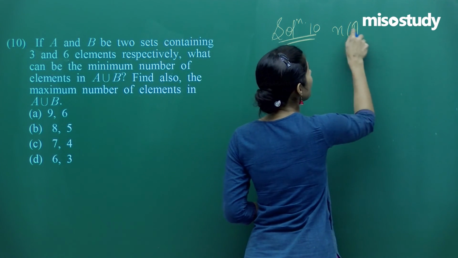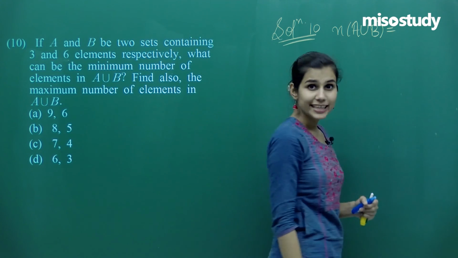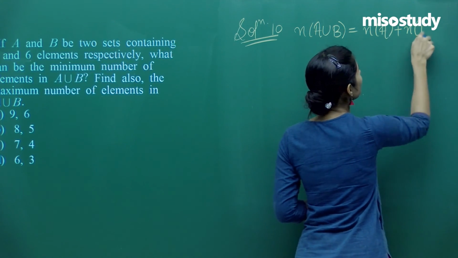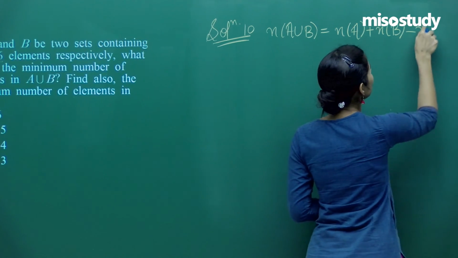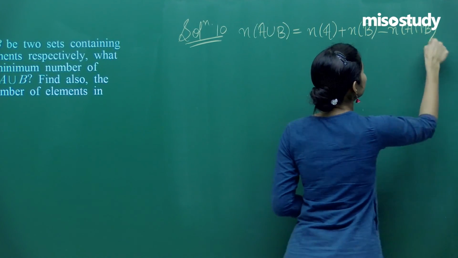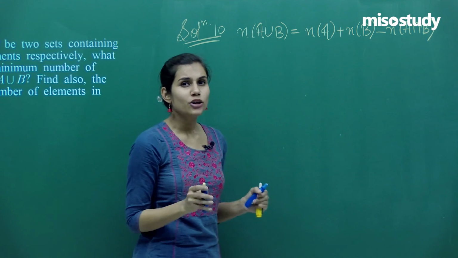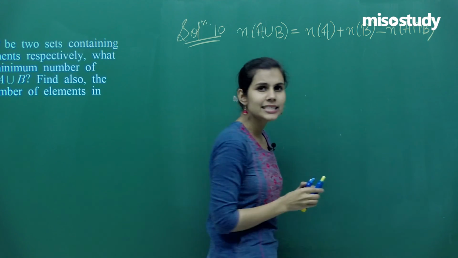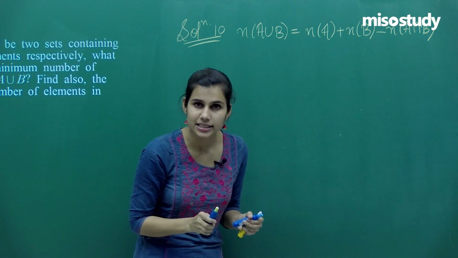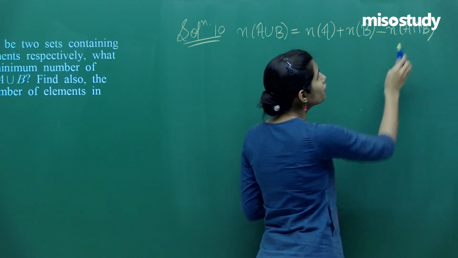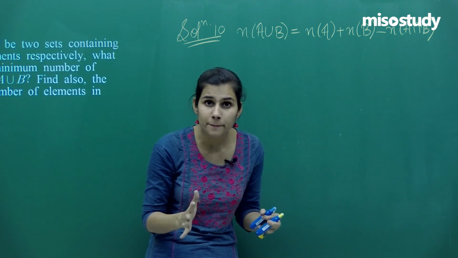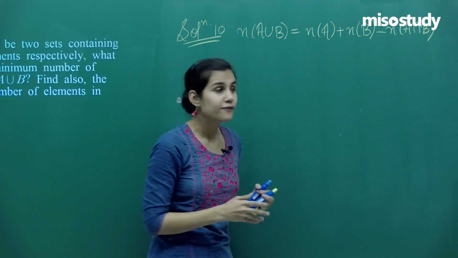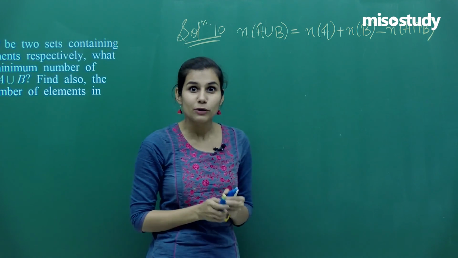We know that the number of members in A union B is equal to what? It is the number of members in set A plus the number of members in set B minus the number of members in A intersection B. If I observe carefully, the number of members in A intersection B is getting subtracted, which means if it is minimum, then the minimum quantity will be subtracted from this expression. And therefore, the maximum number of members in A union B will be obtained.